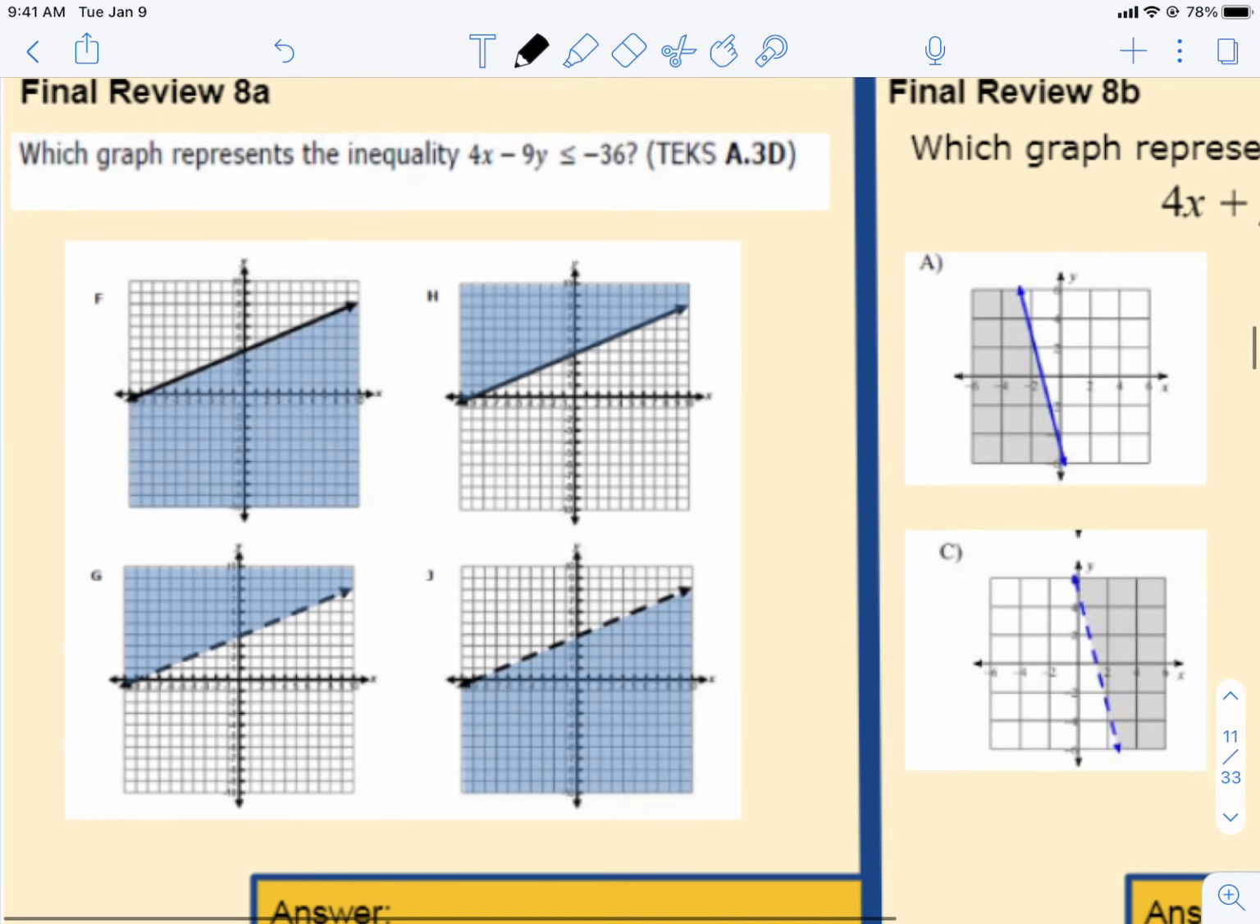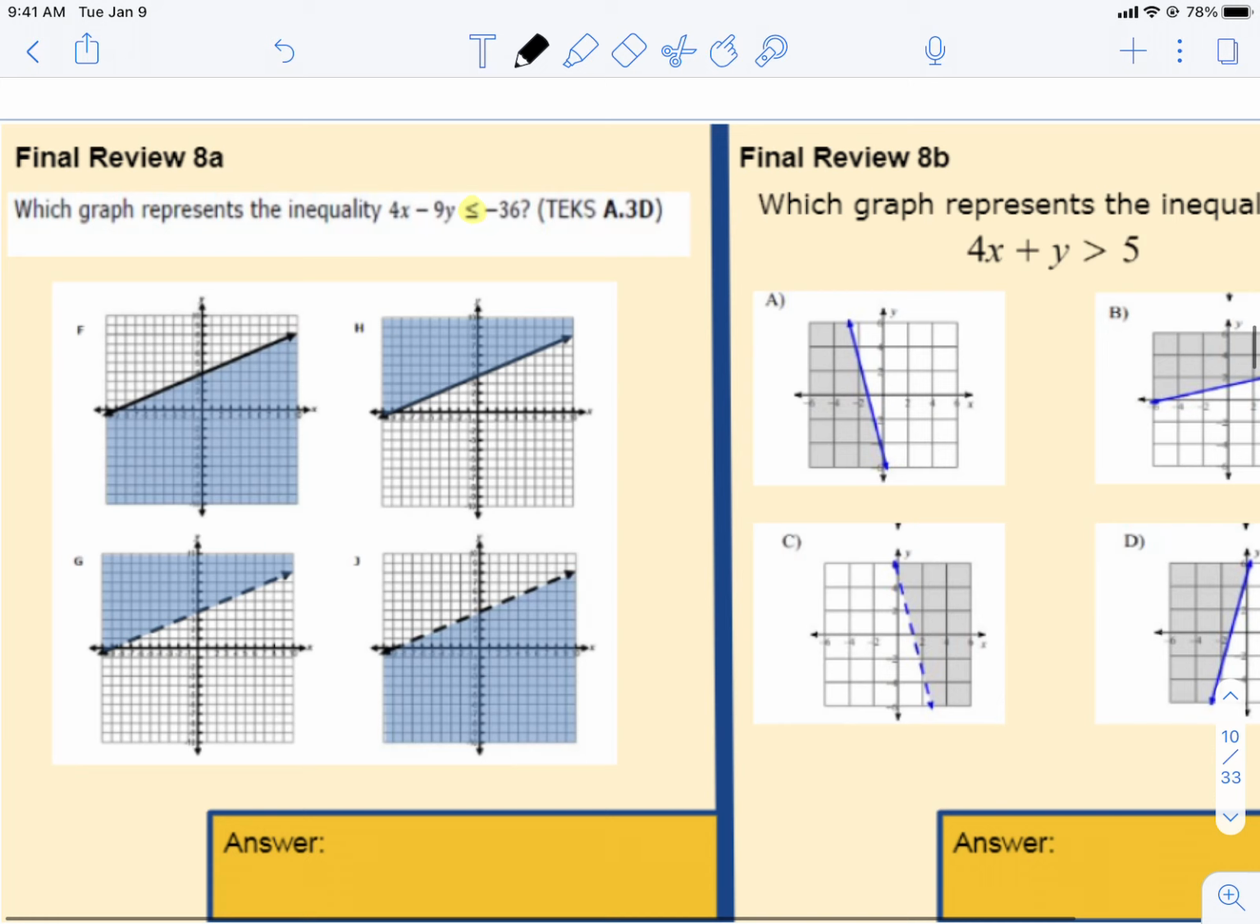Number 8a. The graph represents the inequality 4x minus 9y is less than or equal to negative 36. Right now it just tells us what type of line we should have. We should have a solid line, which eliminates answer choices G and J.